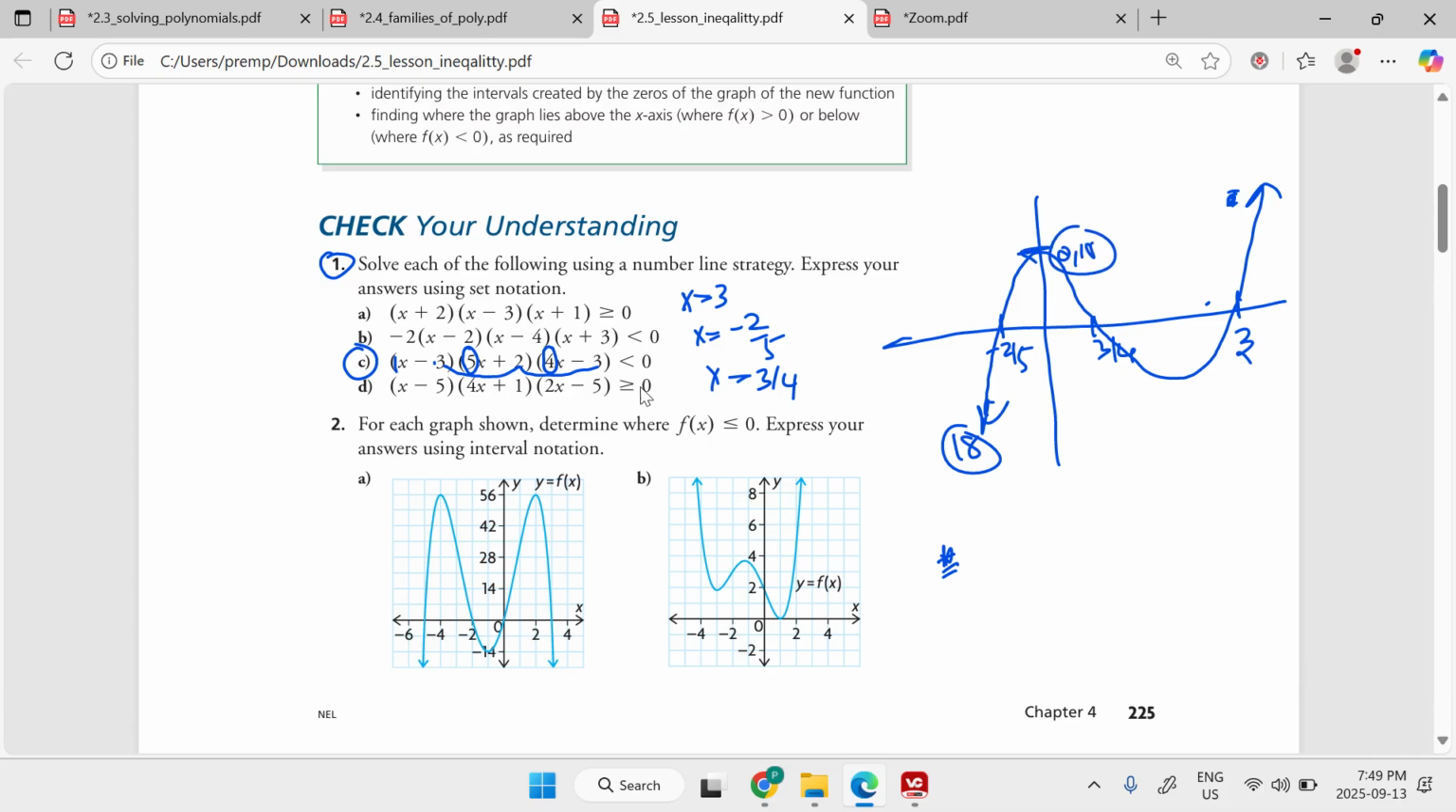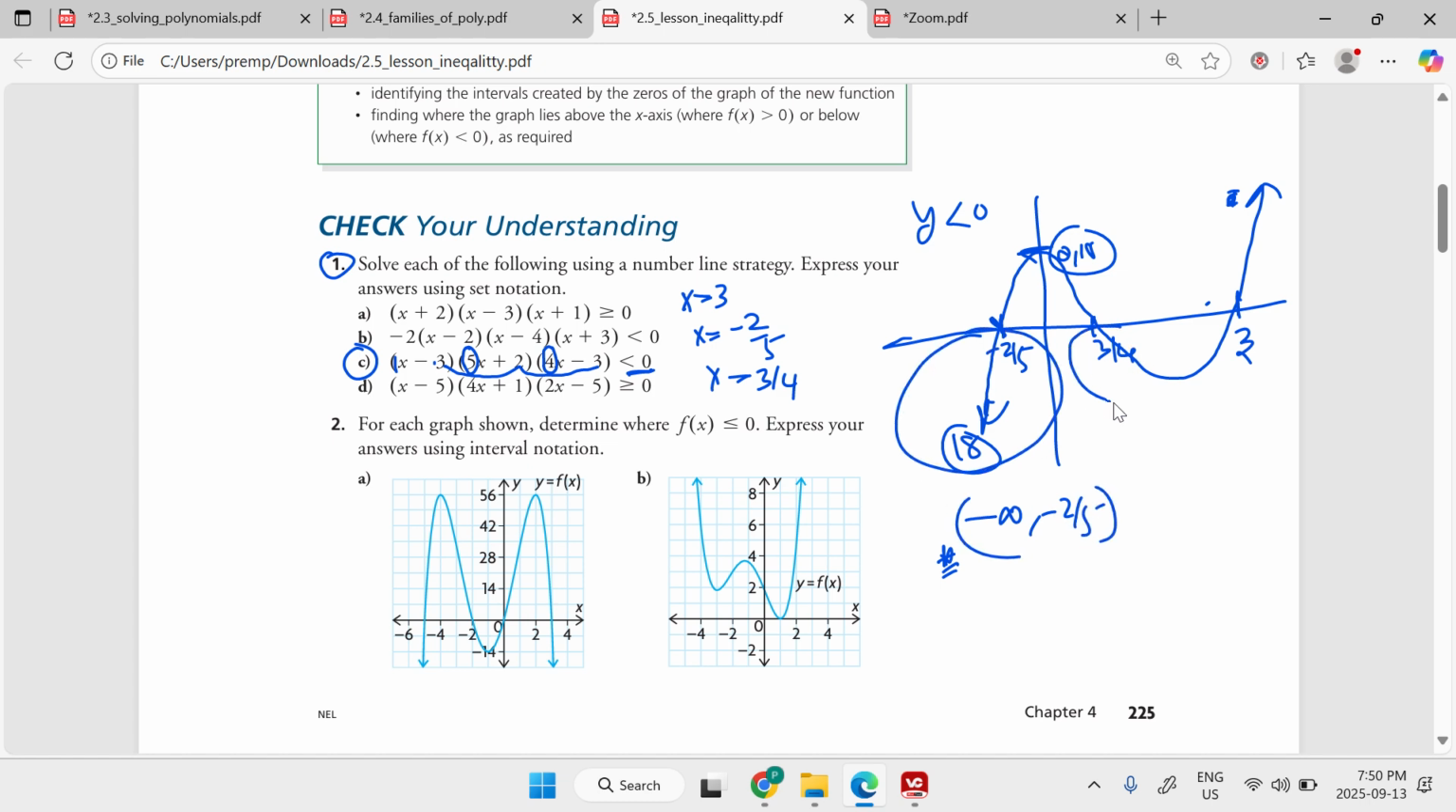Okay, now they are asking where this function has value less than 0. Less than 0 means when y is less than 0, which interval. So you can see from here now this graph. So I will say negative infinity to negative 2.5, the value is less than 0.